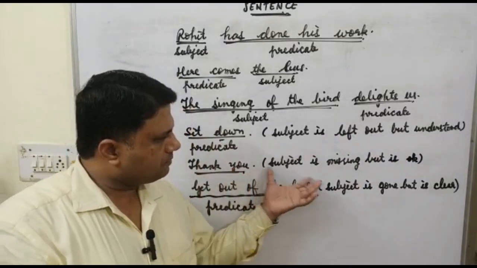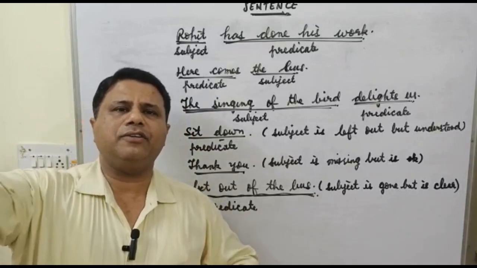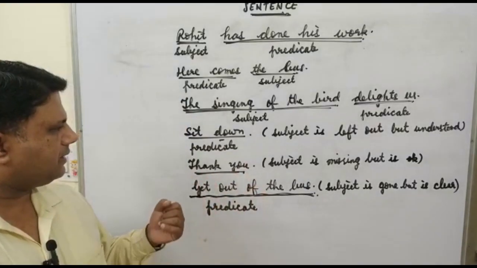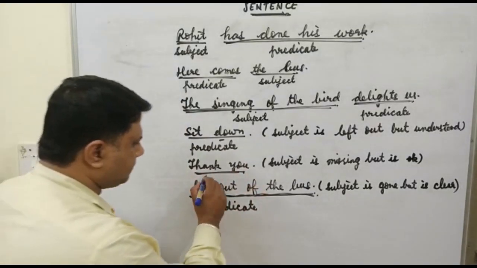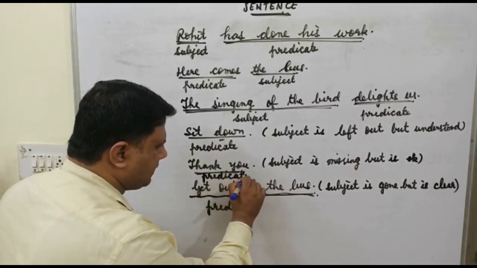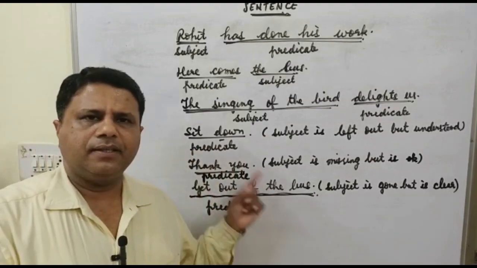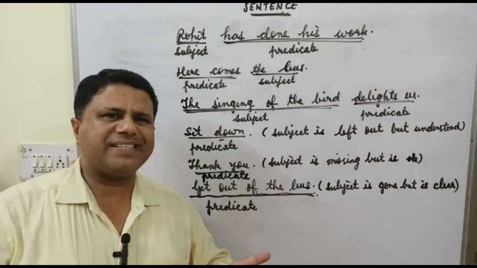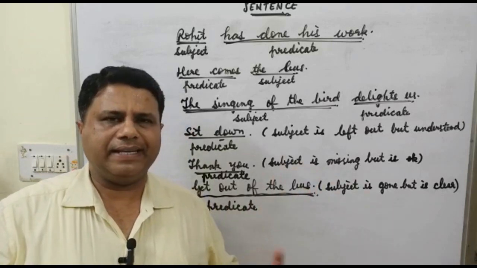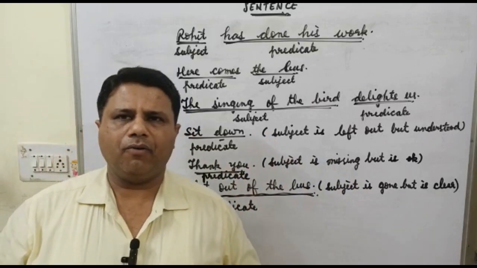Thank you. The subject is missing but it is okay. Thank you means I thank you. I am thanking you. The object is there, the verb is there, but the subject is missing. Then, get out of the bus. You get out of the bus. You is the subject. We are not mentioning it. The subject is gone, but it is okay. It is clear. So this is what the topic is all about.